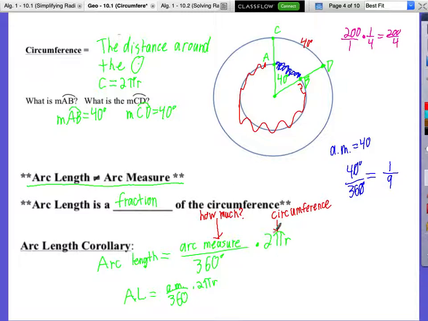We're on to our new notes right now. Any questions on this idea, this concept? I think if we understand the concept, the actual formula will become a little easier for us to use.